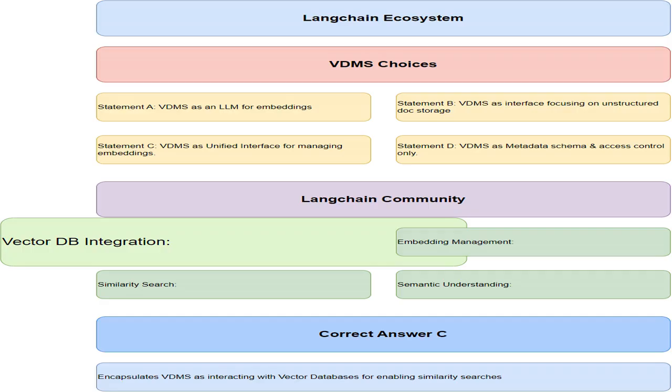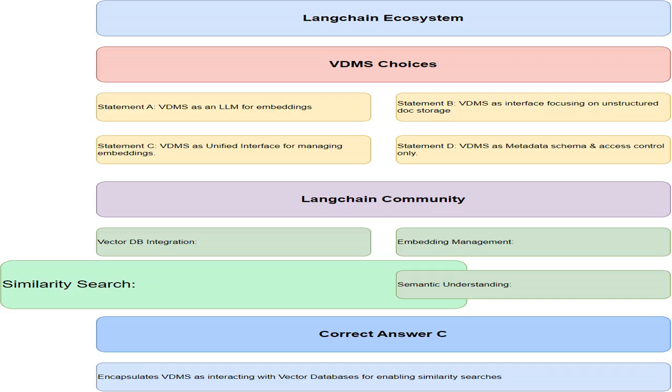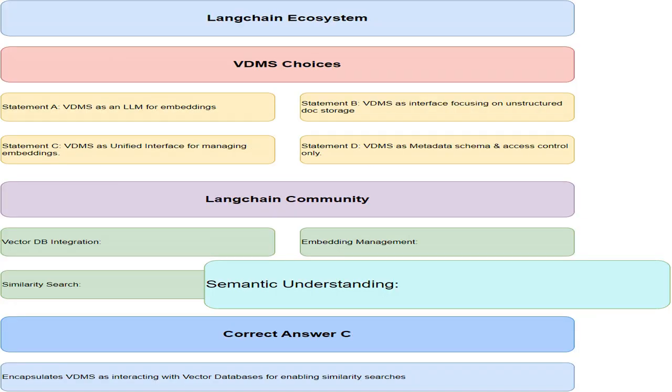Vector database integration refers to incorporating the functionalities of a vector database into LangChain applications. Embedding management involves the processes of storing, indexing, updating, and querying vector embeddings efficiently. Similarity search, also known as nearest neighbor search, is a technique for finding data points that are most similar to a given query point based on their vector embeddings. Semantic understanding means that vector embeddings capture the meaning of text, so similar concepts have similar vector representations.